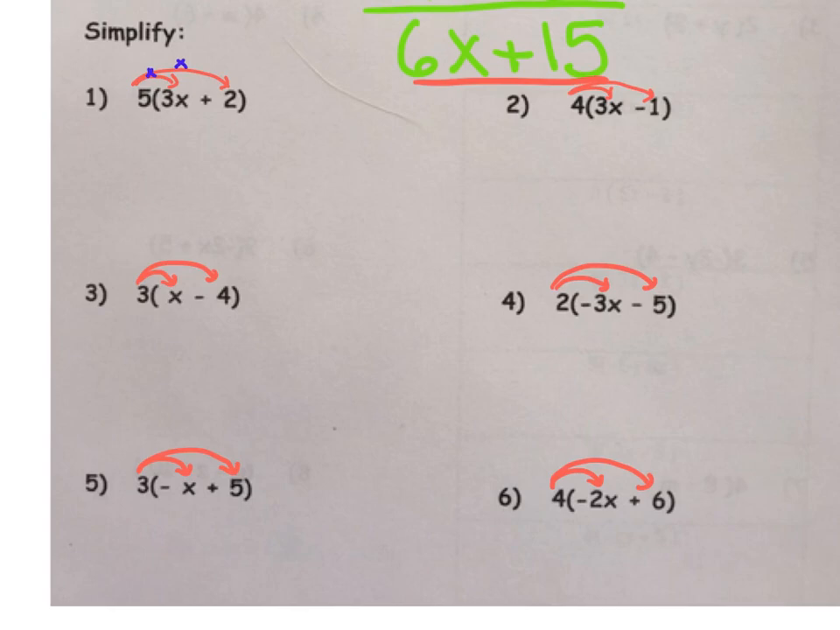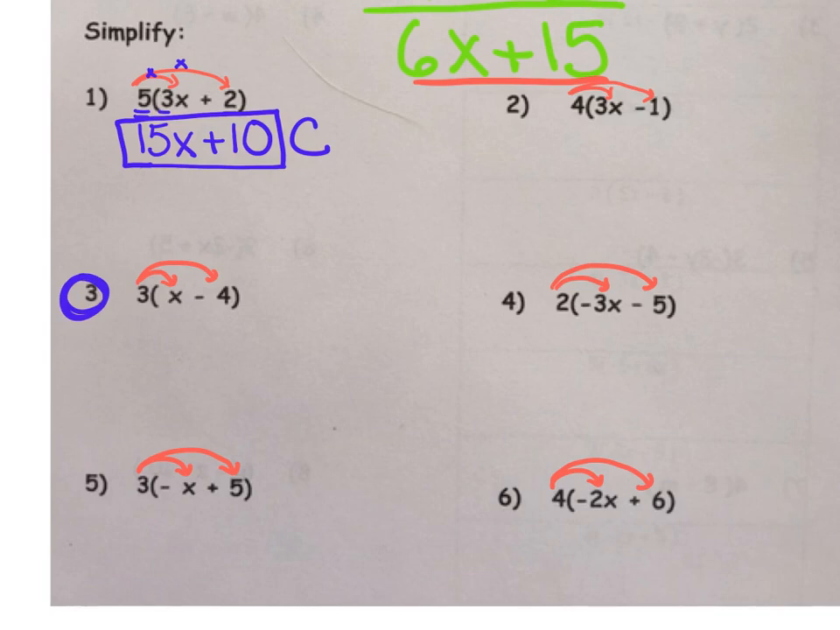Let's begin. 5 times 3 is 15x plus 5 times 2 is 10. This is a binomial and it is in simplest form. Your final answer is 15x plus 10. Let's move down to number 3.